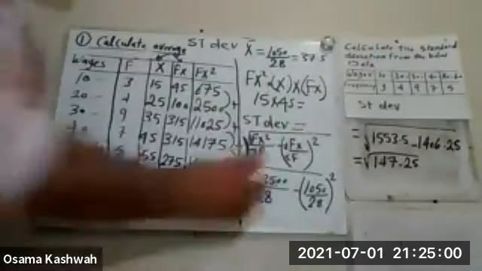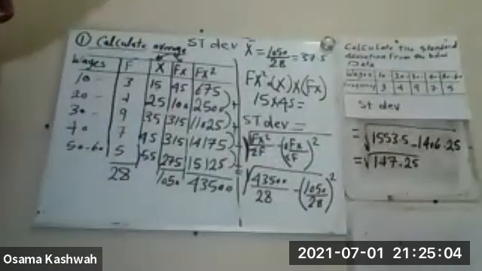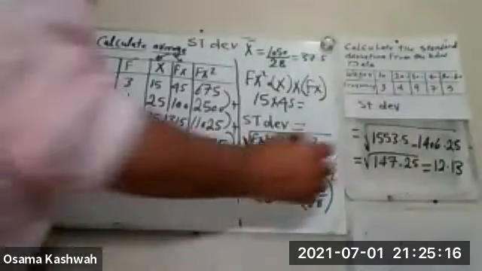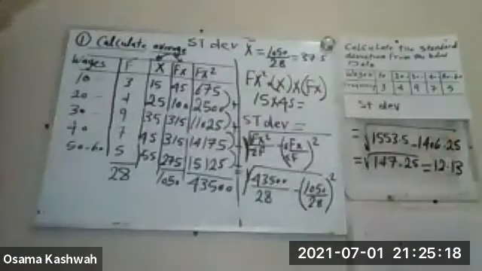Okay, now 147.25, you take the square root of it, and then it will be at the end 12.13. Here we go, and this is our standard deviation.